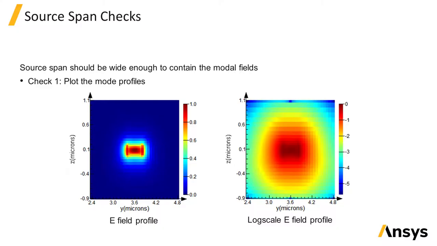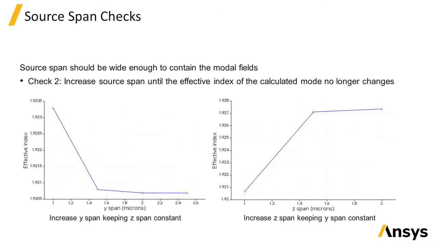Here are some more tips for setting up a mode source. Ensure that the source span is wide enough to completely contain the mode of the structure. You can visually check this by plotting the field profile and making sure that the field amplitude of the mode decays to zero around the edges of the source. But another way you can test this is by doing convergence testing by changing the span of the source.